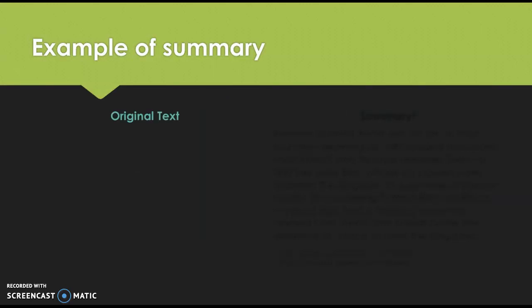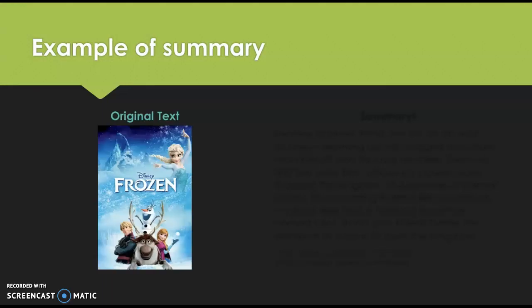Okay, so here's an example of an original text that can be summarized. Yep, the movie Frozen. If there are young people in your life, or even if there aren't, you're probably somewhat familiar with this movie. However, if you aren't familiar with the movie, Disney has got you covered with a summary of the film, which is featured on their website.